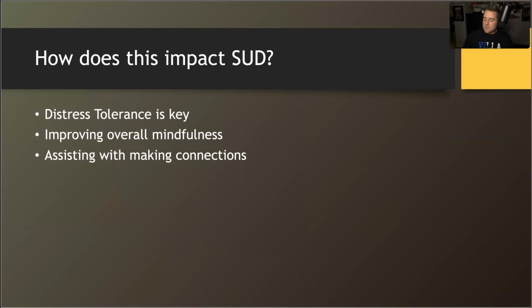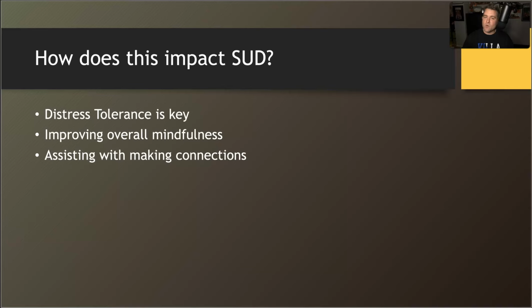How does this impact substance use disorder? Distress tolerance is key. Oftentimes we talk about, if you have not heard, HALT: hungry, angry, lonely, tired. Those are typical feelings that are precursors for someone using. So if I feel hungry, if I feel angry, if I feel lonely, or if I feel tired, oftentimes in order to alleviate those, substance use can happen. Learning how to tolerate that distress is really important.